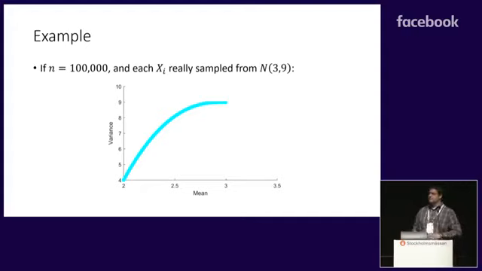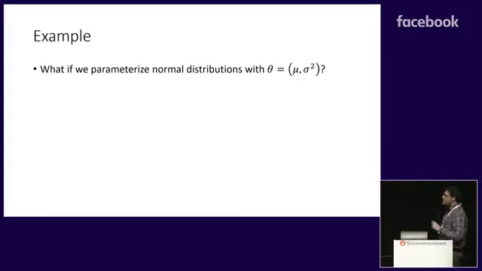This is great. Okay, here's the question. What if we parameterize normal distributions differently? What if instead of using mu and sigma, we used the mean and the variance? Would it behave the exact same way? We haven't really changed anything, right?